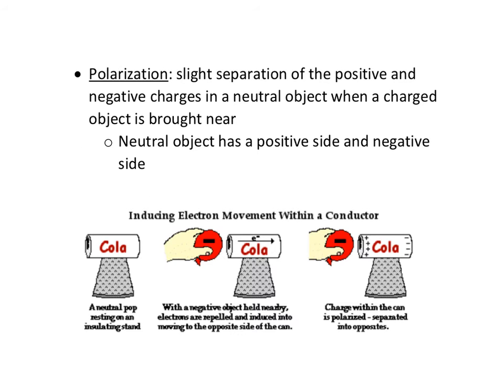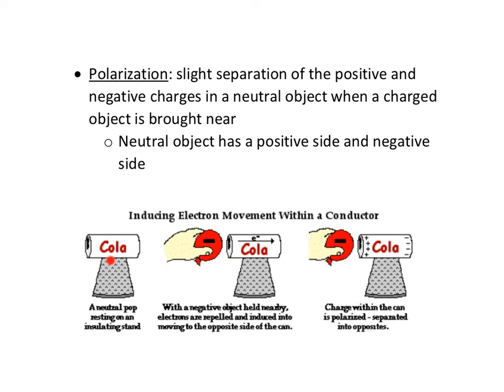Okay, the last thing we're going to look at is polarization. This is what's going on with induction. You have a slight separation of positive and negative charges in a neutral object when a charged object is brought near. So the neutral object as a whole is neutral, but it's going to have a positive side and a negative side. So here's an example.